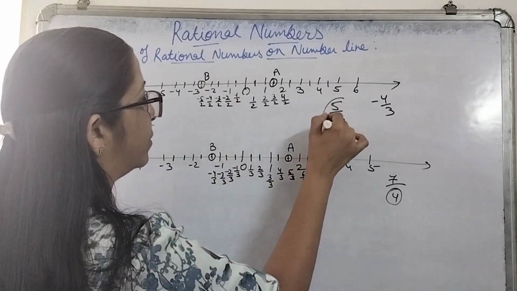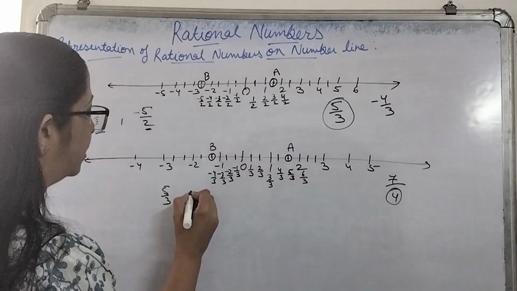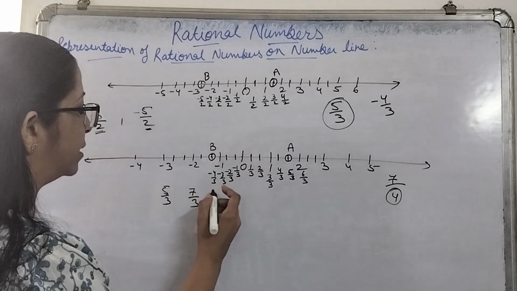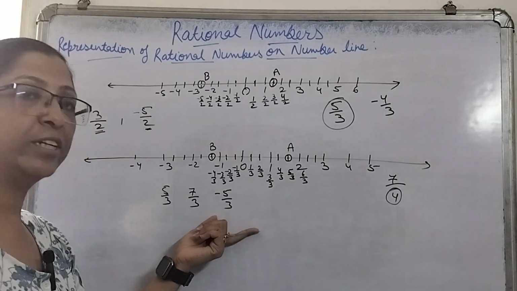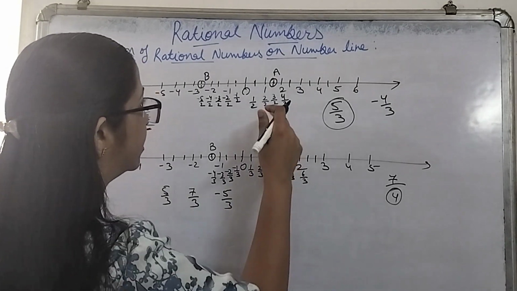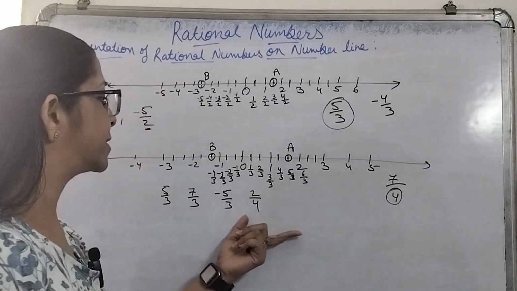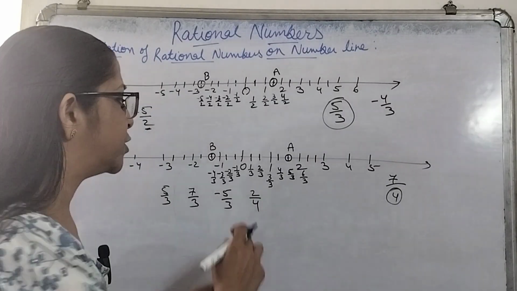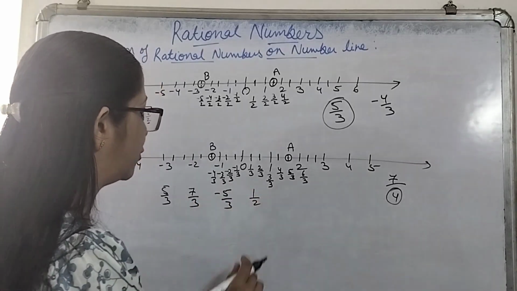Suppose one of the numbers is 5 upon 3. Another number we are taking as, say, 7 upon 3. Another number is minus 5 upon 3. Or the denominator could be different also. It could be, say, 2 upon 4. Because 2 upon 4 could even be written as 1 upon 2, we can take it as 1 upon 2 also.